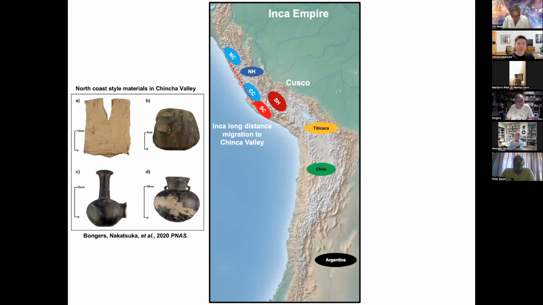And the same north coast ancestry you find not only in Cusco and Argentina, but also in the southern Peruvian coast at Chincha Valley. And the genetics here is consistent also with strontium isotope data and north coast style textiles and pottery that is found in the area, as well as historical written records of Inca moving people to the area.